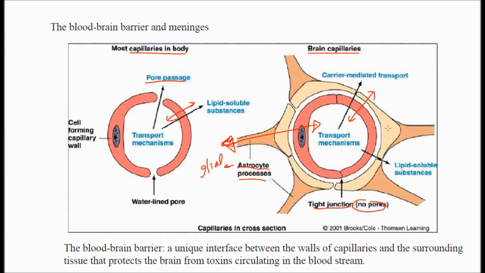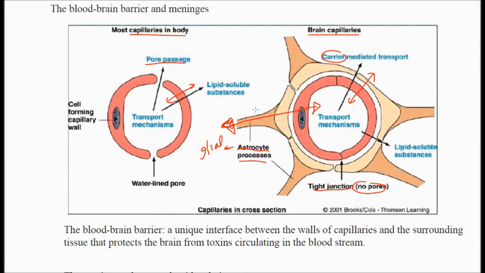And also the carrier proteins are involved to transport specific ions and specific substances across the capillary. So in other words, the brain is very well protected from external substances due to the mechanisms of this blood-brain barrier.